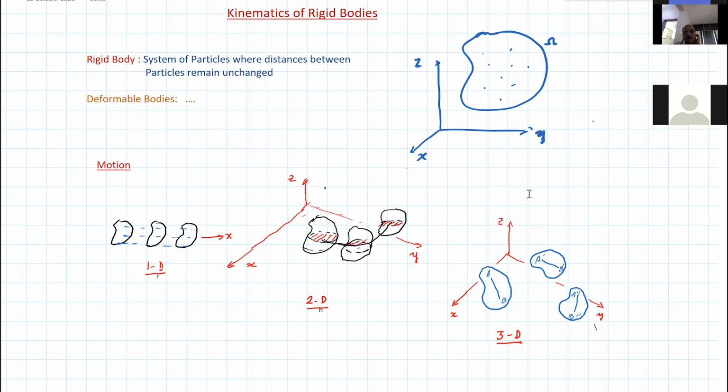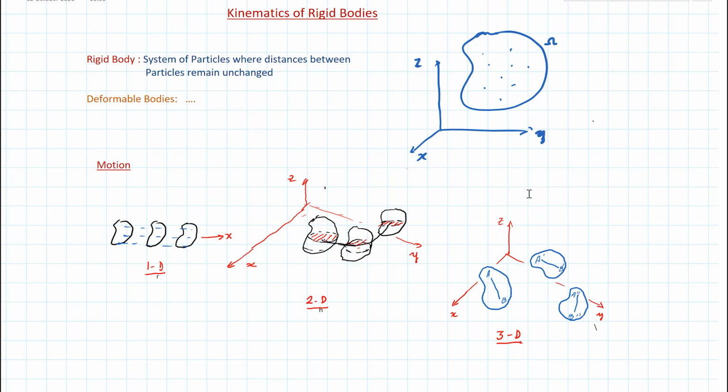Rigid bodies come under the class of solids, as against liquids. And solids, of course, we assume consist of a number of particles, a system of particles. In a solid body, the particles keep their neighborhood, in the sense that even under deformation, the neighboring particles remain neighbors. So that's what a solid is. Solids are classified into rigid bodies and deformable bodies.